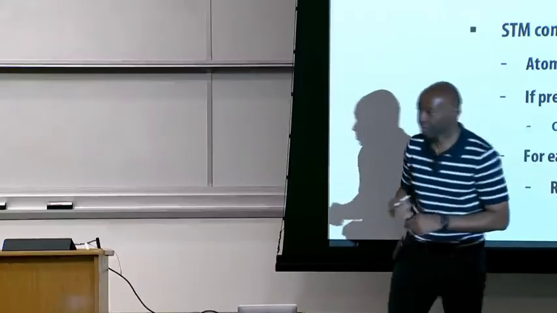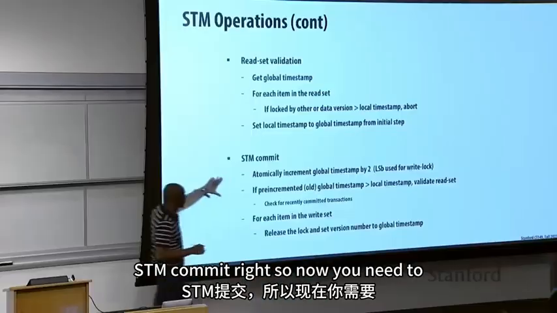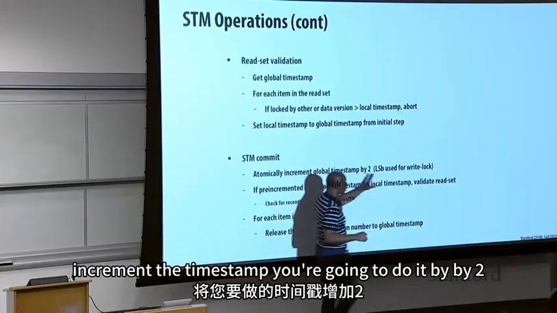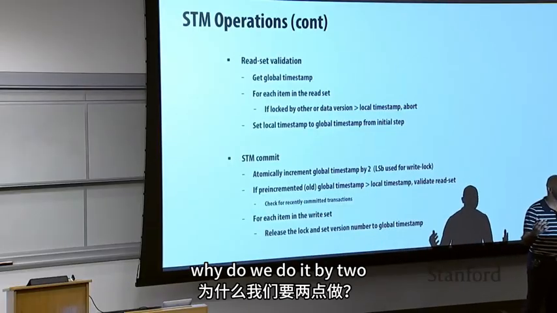Good. Okay, so STM commit, right? So now you need to increment the timestamp. You're going to do it by 2. Why do we do it by 2?